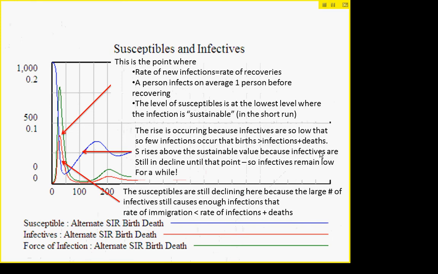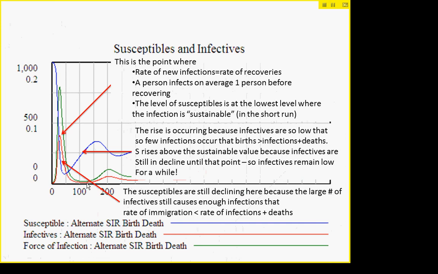here we have this rise occurring because infectives are so low that in this area basically births are greater than infections plus any deaths. So S rises above that level because infectives are still in decline to that point. I mean, infectives are in decline as long as the number of recoveries is greater than the number of new infections.